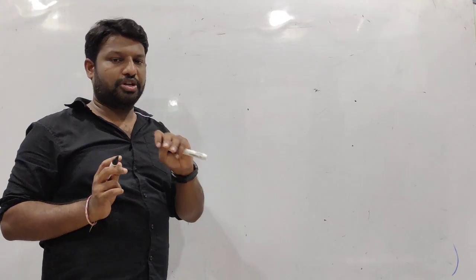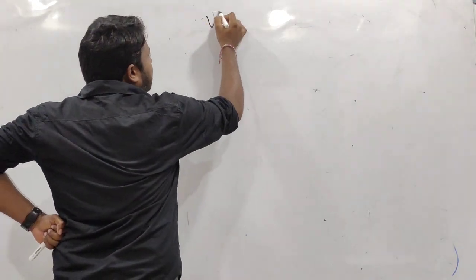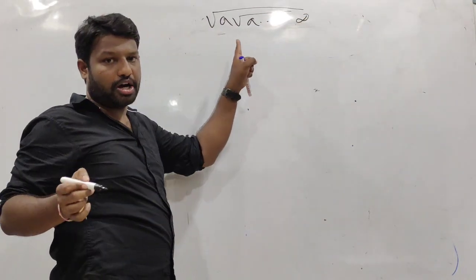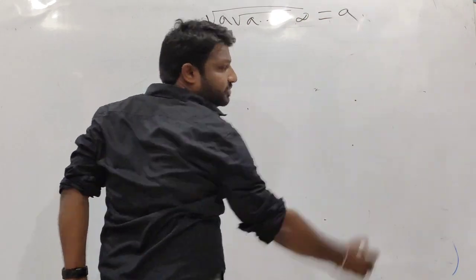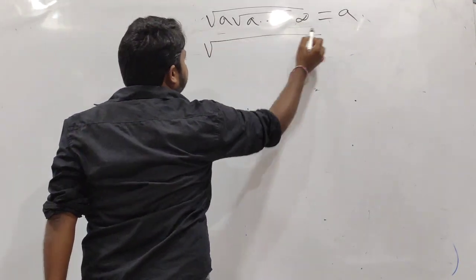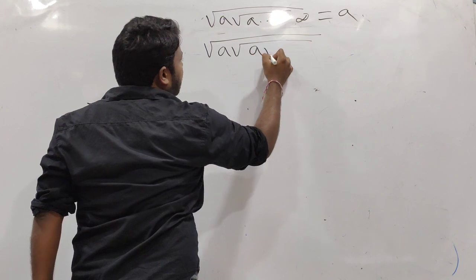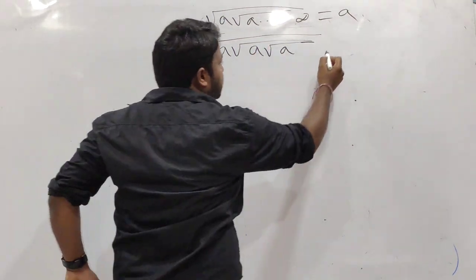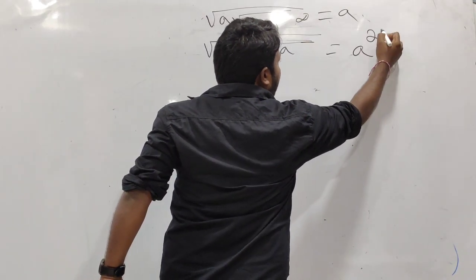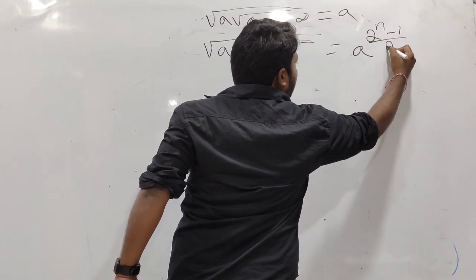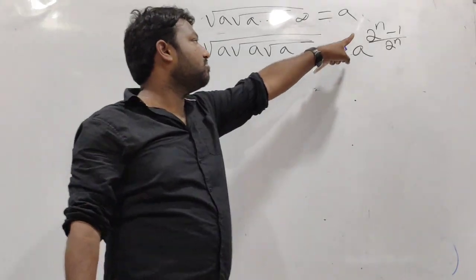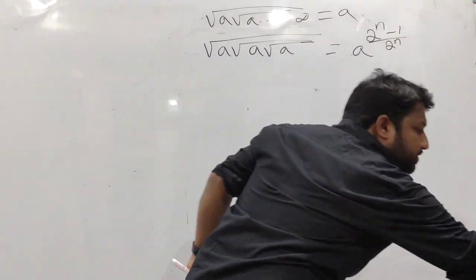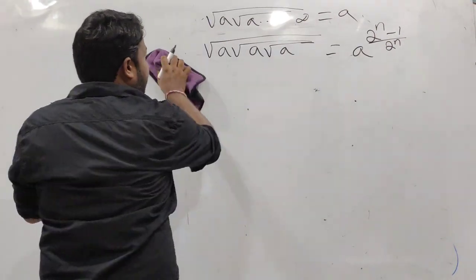So I have told you 2 models. One is: directly, suppose root a into root a and so on up to infinity, then the answer is directly a. Okay? Now suppose they are n terms, root a up to n terms. So what is the formula? a power (2 power n minus 1) by 2 power n. You have to remember this. These 2 models. Two models we have completed. Next model.